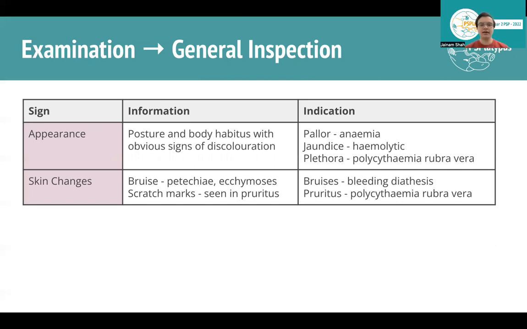Skin changes wise, you might see some very obvious bruising, so petechiae, which are just really small spots of redness, and then ecchymosis, as well as scratch marks, which are seen in itching or pruritus. So that bruising is pretty classic of some sort of bleeding diathesis, or an abnormal ease to bleed, whereas pruritus can be, again, a sign of polycythemia rubra. So classically, patients with polycythemia tend to have more itching after they've had a hot shower.